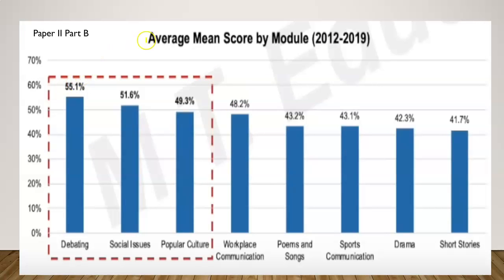Okay, so this table is about the average score by modules from 2012 to 2019. So you will see the top 3 themes. The first one is debating, and second one is social issues, and third is popular culture and workplace, poem, and sports communication, drama, and short stories. It seems for those who attempt short stories normally have lowest mark. Okay, so this is for your reference.